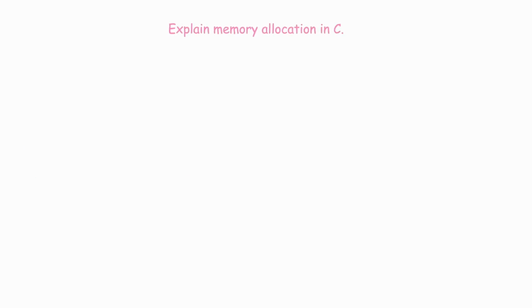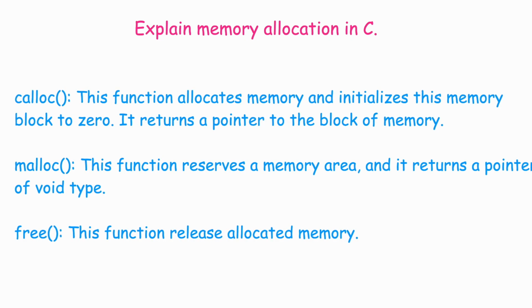So the next question is, explain the memory allocation in C. Basically there are three ways to allocate memory. This is specifically for dynamic allocation. First one is called calloc, second one is malloc, and last one is free, which is mainly used to delete the memory which was allocated previously.